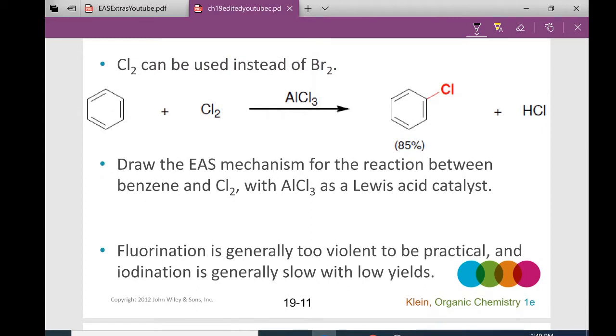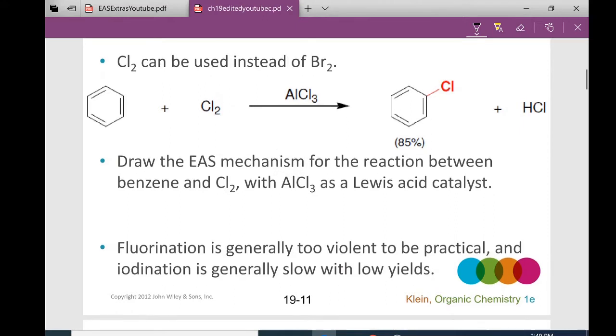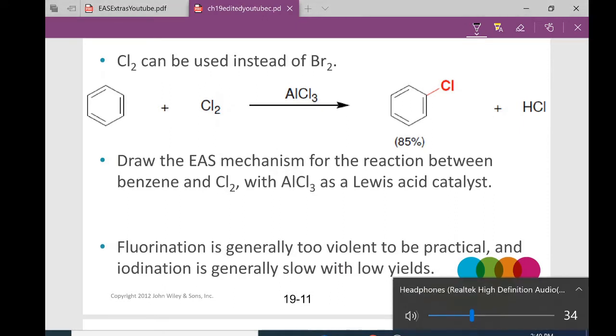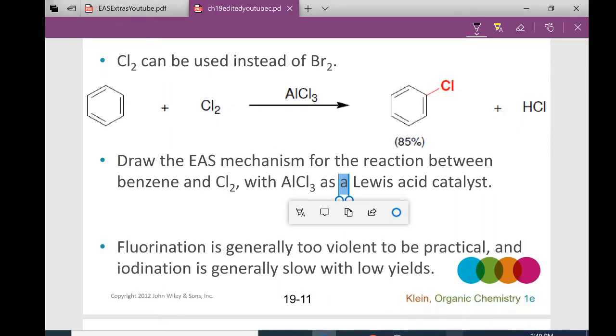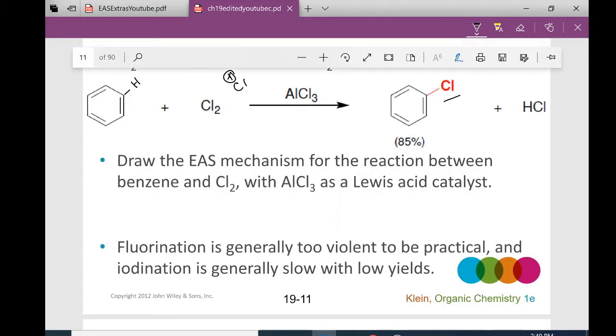We can also use chlorine instead of bromine for this reaction. So instead of the FeBr3, we have aluminum trichloride, where the chlorine, the Cl2, one of the chlorines is adding in to the aluminum Lewis acid catalyst in order to create essentially a Cl+, just like we had a Br+ previously, and we're replacing one of the hydrogens on the benzene ring with a chlorine in this case.